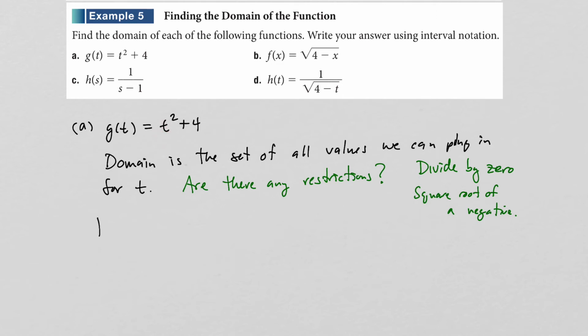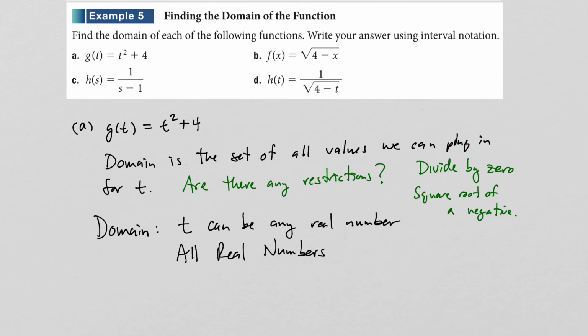So the domain for this first function is t can be any real number. So another way to say that is the domain is the set of all real numbers. And then we want to write that in interval notation. Well, we should know that the set of all real numbers in interval notation is the set from negative infinity to positive infinity, because basically we're saying we can plug in any number on the real number line. Okay? So that's a pretty simple one.